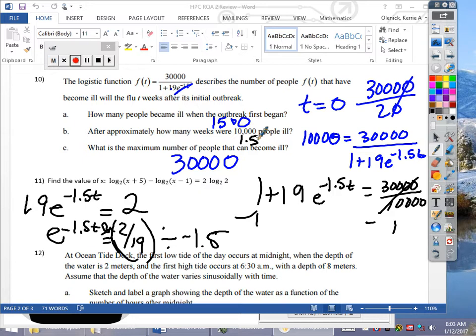How I got 1,500? Sure. I replaced t with 0. So anything times 0 is 0. Anything to the power of 0 is 1. So 19 times 1 is 19. 1 plus 19 is 20. 30,000 divided by 20, I drop the 0. And then 3,000 divided by 2 is 1,500. Okay. Yes?